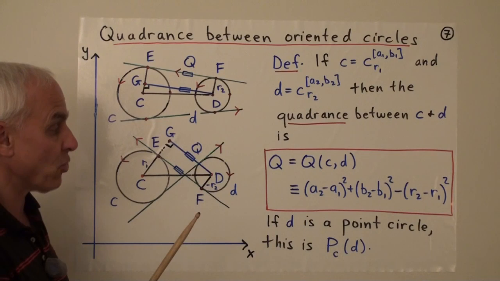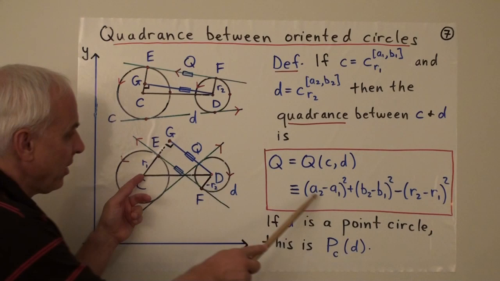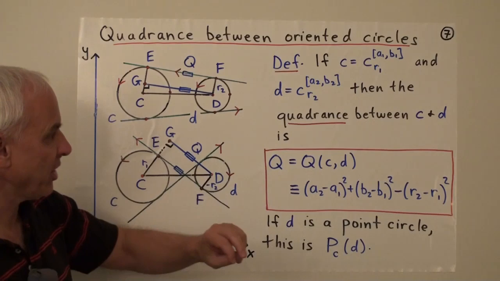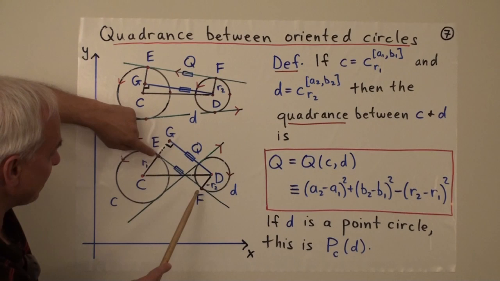So again, we get exactly the same expression: this quadrance here is the quadrance between these two points, minus R2 minus R1 squared. So the point is that this is a good definition. It captures the separation between these two circles. It also captures the separation between these two oriented circles.